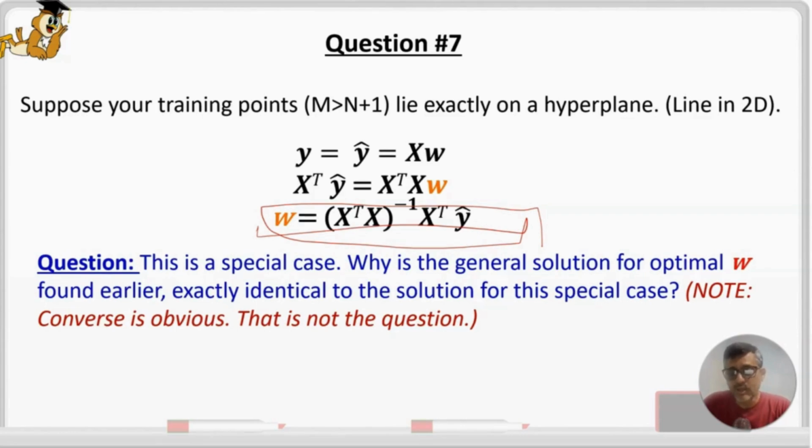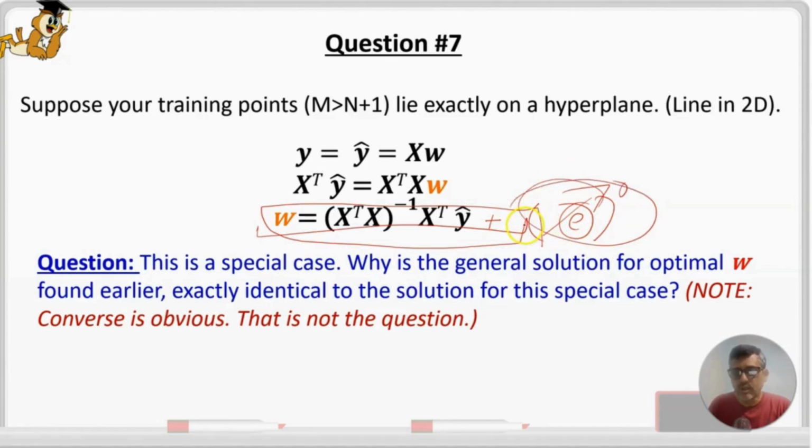Okay. Now, like I said, understand the question. The converse is obvious. This is a special case of that general result that we got, right? And therefore the general case is going to reduce to this for the special case. But why is the general case exactly identical to the special case? For example, why couldn't there be some term over here, which was a function of the error, or the distances of these points from the hyperplane, which goes to 0 if the points are on the hyperplane? I mean, this would have been possible, right?